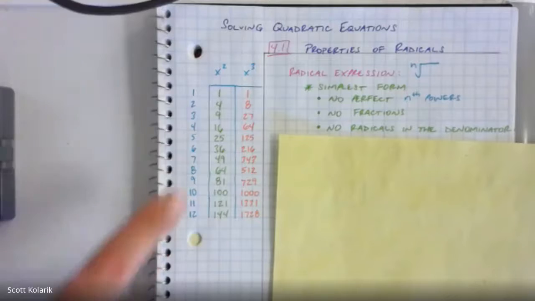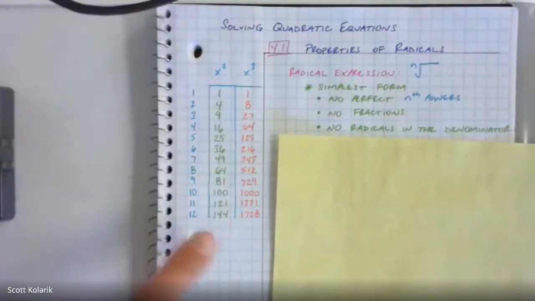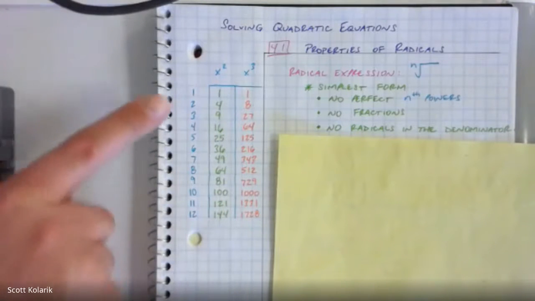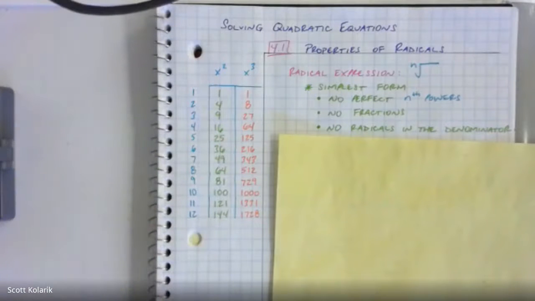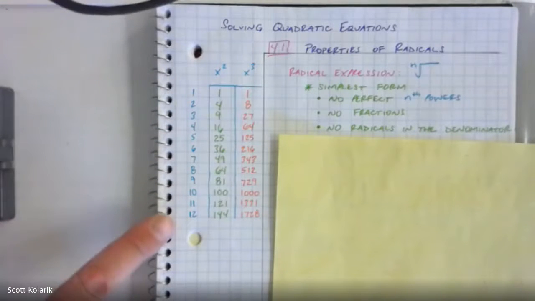But before I end this, I want to talk about this stuff here in the margin. You will notice two different columns, x squareds and x cubeds. These are the common ones, the whole number ones. They're obviously not all of the squares and all of the cubes. These are just the positive counting numbers up to 12. But these are valuable to have.